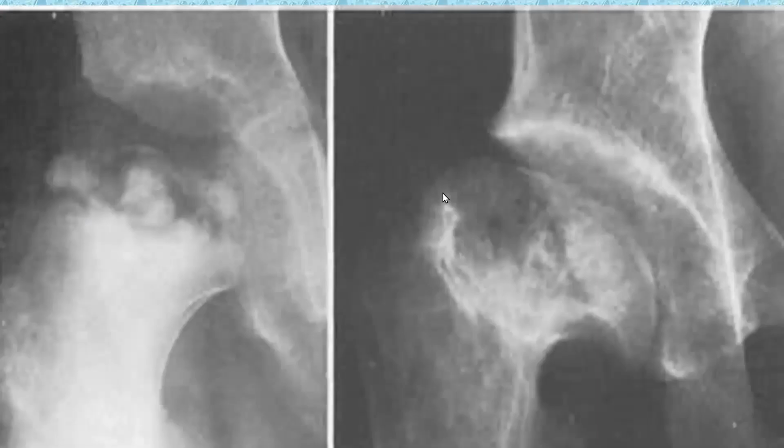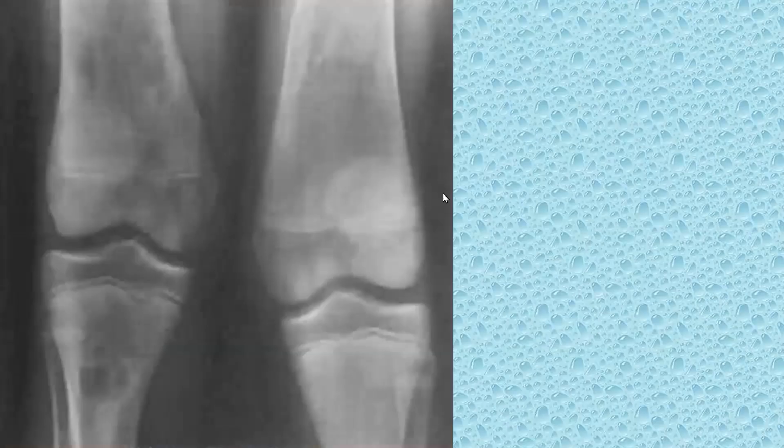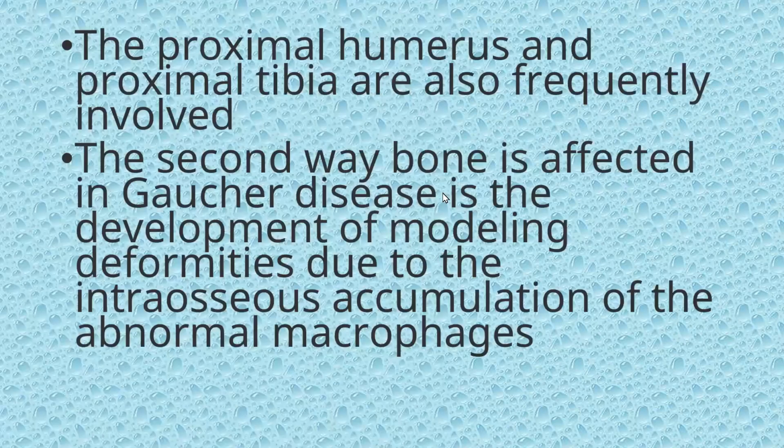This is a closer view of some of the cases. It does affect other regions, and the deposition of the macrophages in the metaphysis causes it to widen. And in the distal femur, it gives you the Erlenmeyer flask deformity. This is a deformity where you have enlargement of the metaphysis, full of macrophages, full of Gaucher's cells.